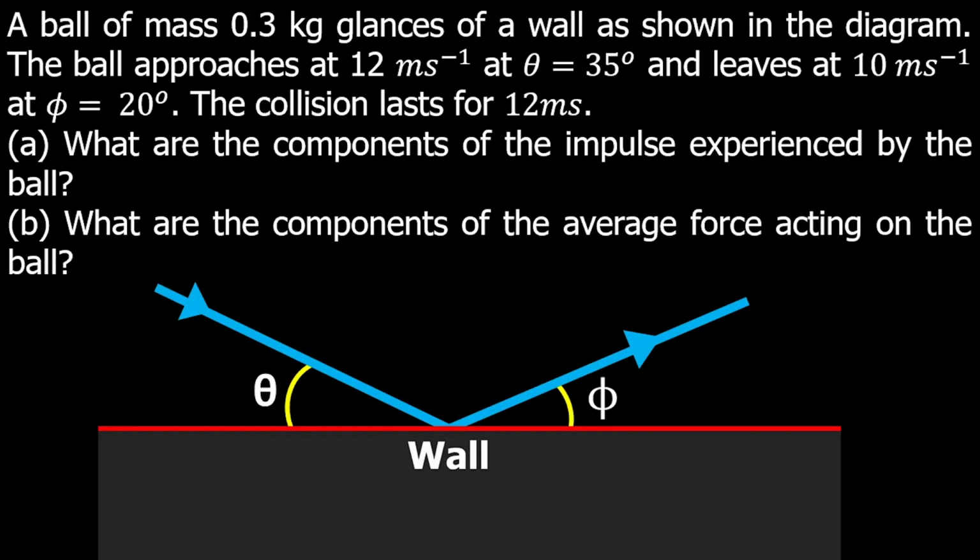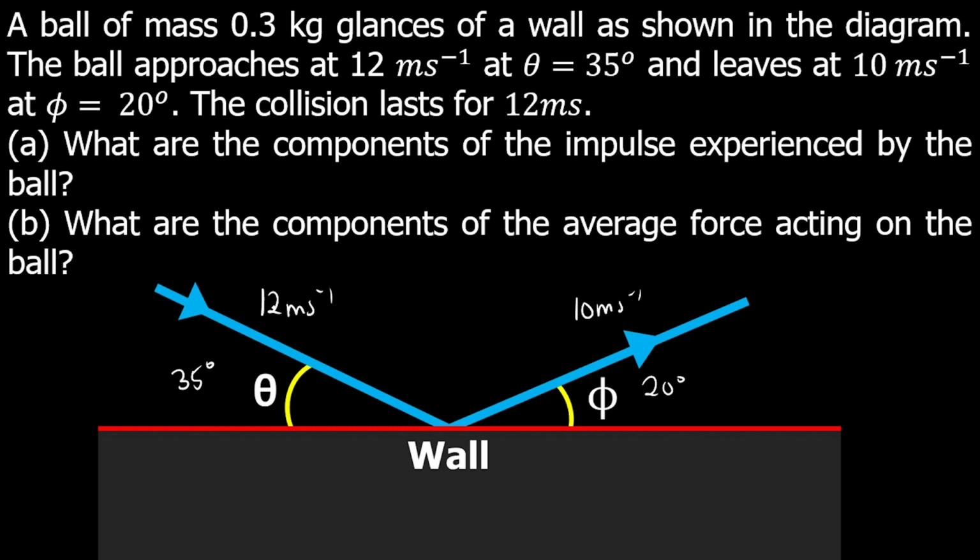A ball of mass 0.3 glances off of a wall as shown in the diagram. The ball approaches at 12 meters per second. It goes in at 12 meters per second. I'm just going to write that down. 12 meters per second at an angle of 35 degrees and leaves at 10 meters per second at 20 degrees. The collision lasts for 12 milliseconds.